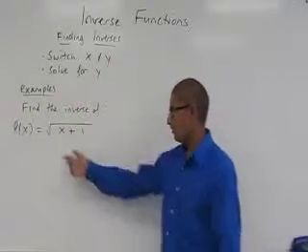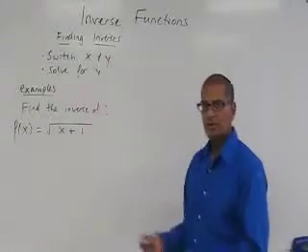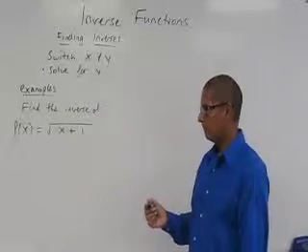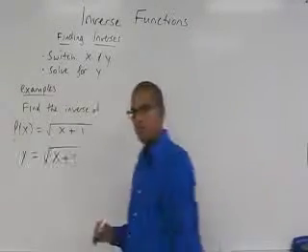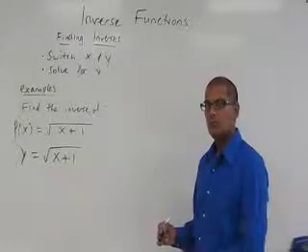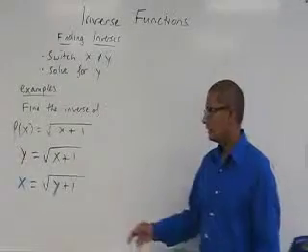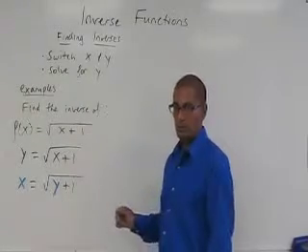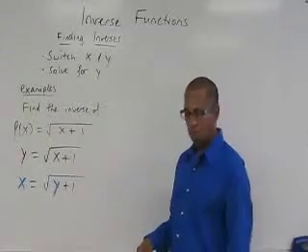So let's take this example. Here I have f of x equals the square root of x plus 1. So I'll rewrite that as y equals the square root of x plus 1. Now I'm going to switch x and y. So what I have is x equals the square root of y plus 1. So I switch my x and y. Then we solve for y.